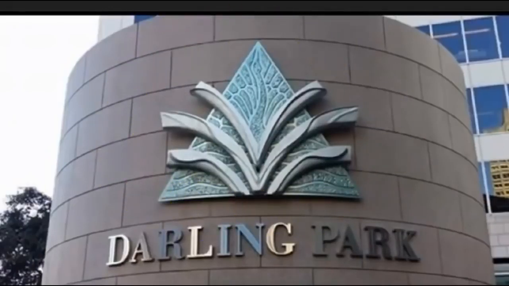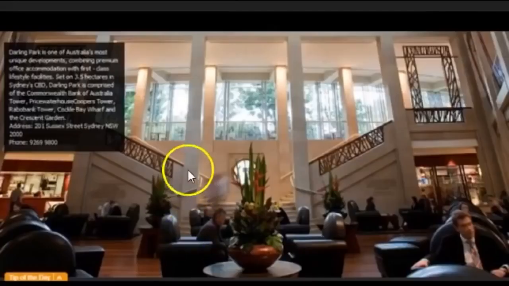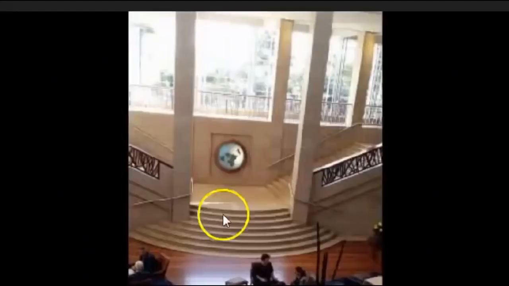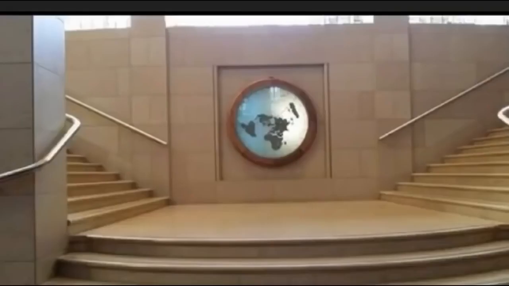Now, taking a look at one of the buildings in this complex, Darling Park here. It's kind of obscured here, but also the flat earth map. And I find it pretty interesting where they situate it. People are passing by, coming down, passing by the world they live on, and they don't realize what's right in front of them. That is the flat earth model. This is a flat earth clock, probably the largest one in the world.